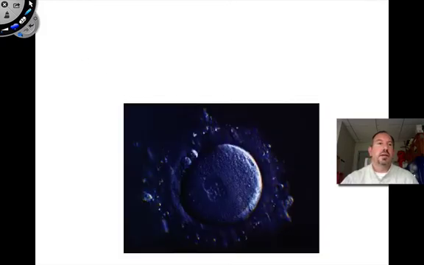And so let me actually talk a little bit about this process right here. I don't know if you recognize this. This is kind of a famous picture. This right here is a female reproductive cell called the egg.